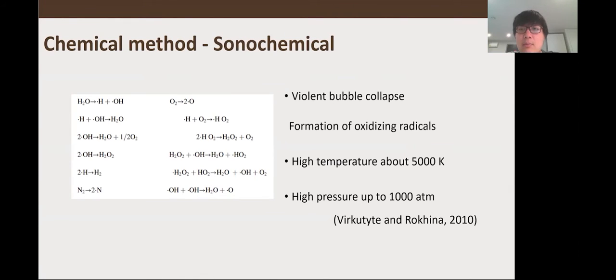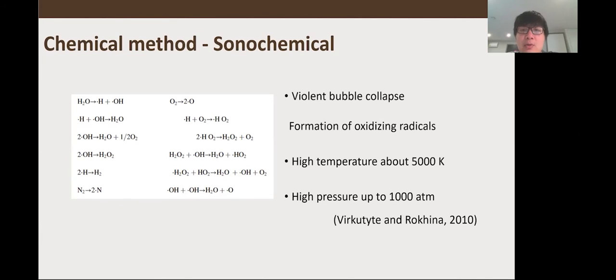The second chemical method for water is sonochemical. Its principle is violent bubble collapse, which produces oxidizing radicals. Hotspot theory is introduced to discuss the sonochemical reaction. It explains the violent collapse of generated cavitation bubbles with high temperature of about 5,000 K and high pressure up to 1,000 atmospheres. The process is shown on the left.